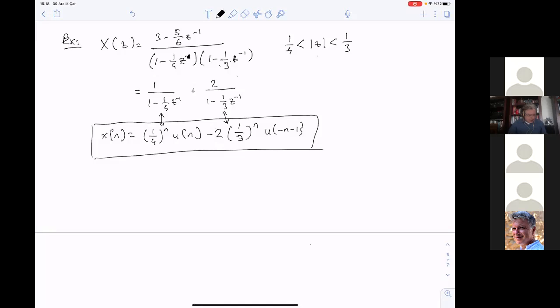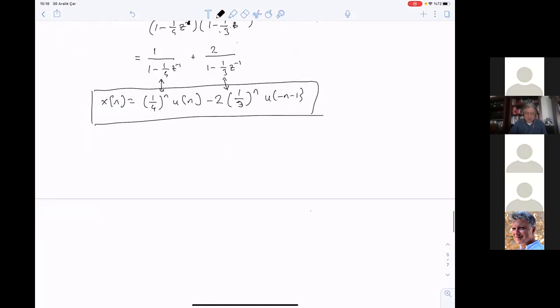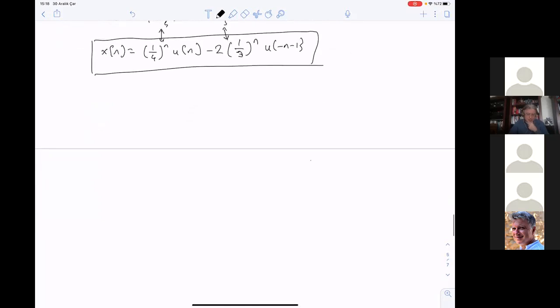Okay. So this is the way that you should do. You have to convert the z transform into some known z transforms using some of the properties. What are those properties? We will see very quickly now.